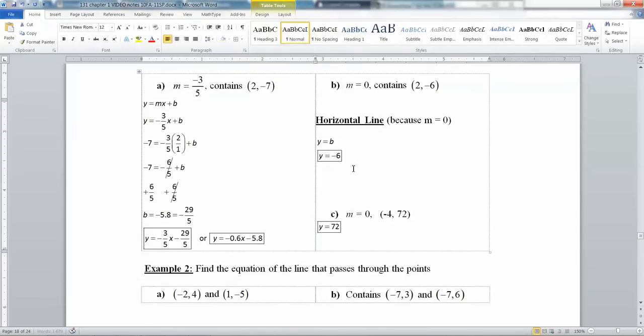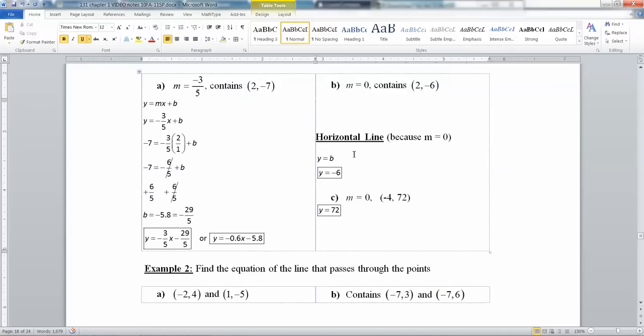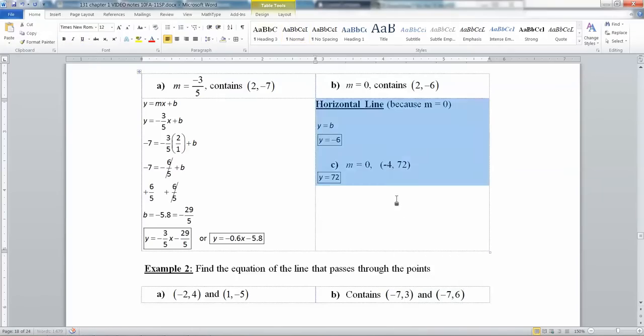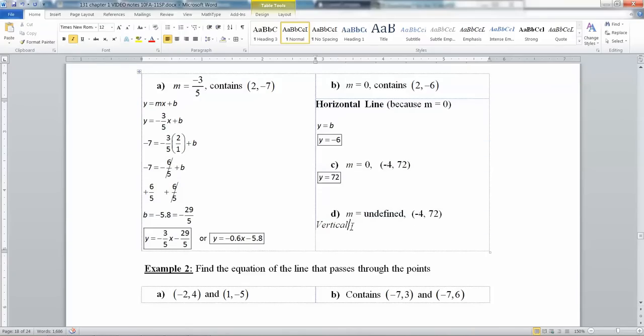All right, now for fun, let's give ourselves another little stressing thing here. What if it was vertical? Okay, how would you spot that? So let me make up another example. I know you're probably sick of them, but that's okay. It's good for you. It builds character. All right, so m is undefined. Suppose that was the case. If m is undefined and it goes through -4, 72 again, just for the heck of it, that's going to be a vertical line because I said m was undefined. So this would be vertical.